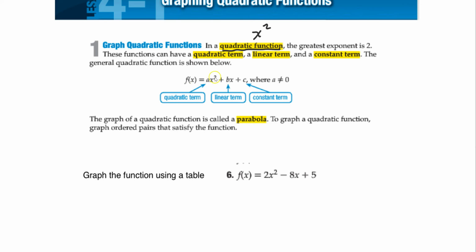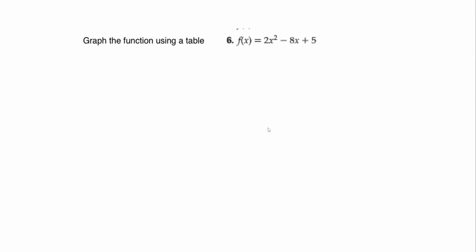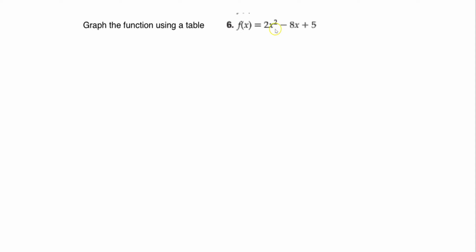So if you have this quadratic function here, you can see that's a quadratic term, the ax squared. The bx is a linear term, and c is a constant term. We call those functions parabolas. The graph of that function we call a parabola. So first, like I always like to do, let's see what this looks like.